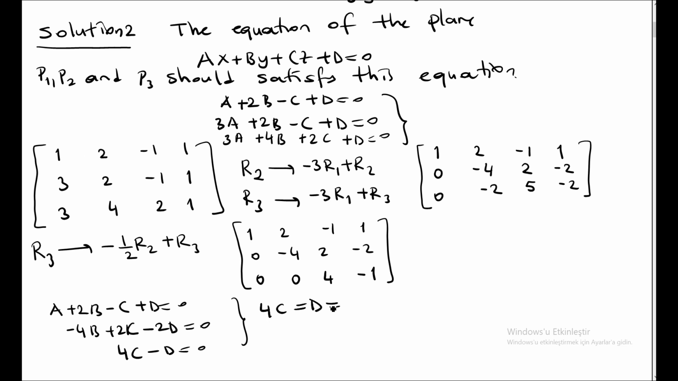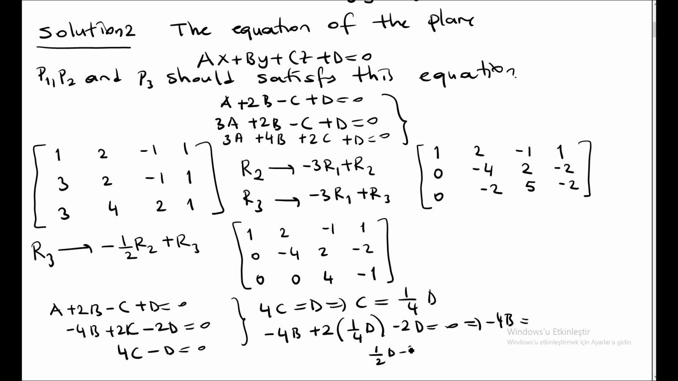4C equals D, so C becomes 1 over 4D. If I put this information in the second equation, 4 times B plus 2 times 1 over 4D minus 2D equals 0. So negative 4 times B, here 1/2 D minus 2D, so negative 3 over 2D. So B becomes negative 3 over 8D.